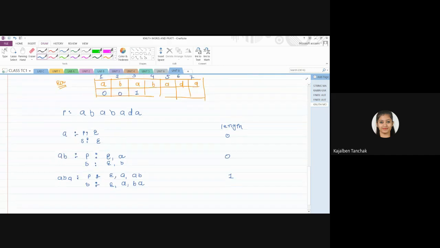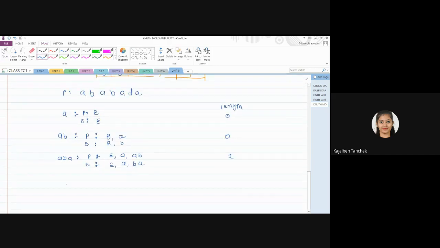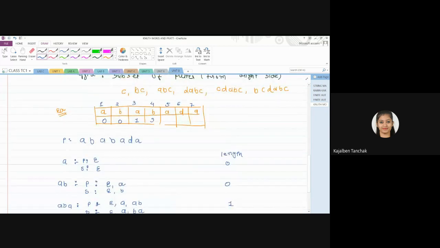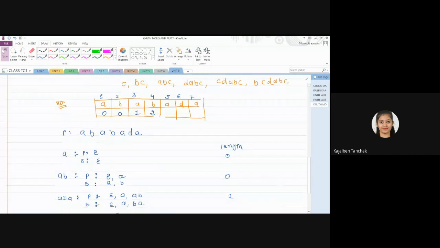Okay, now next you will take A, B, A, B. You will take the substring. Find the prefix and suffix. One is epsilon, A, AB, ABA. For the suffix, it will be B, AB, BAB. Now find the matching characters. Is there any matching in prefix and suffix? AB is matching. What is the length of it? 2. Okay, so for AB, AB, here 2 will come. Then A, B, A, B, D.